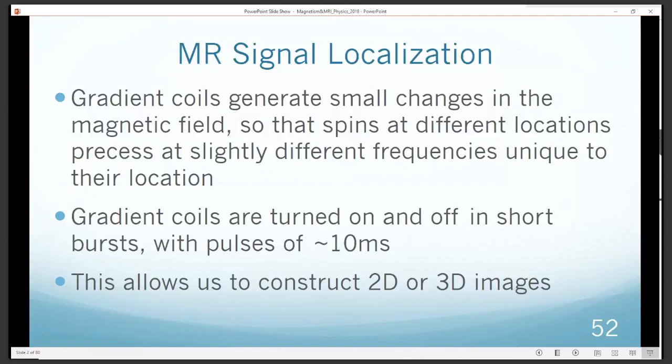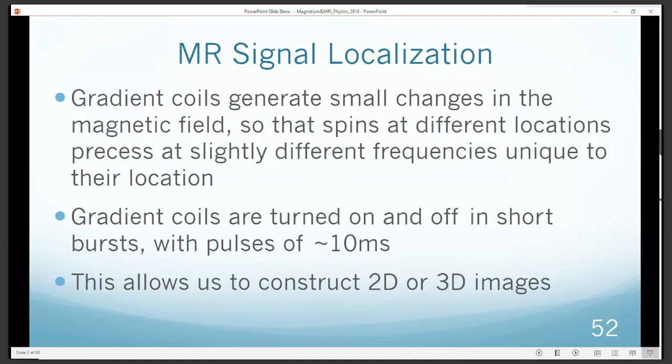So what you can do is think about what characteristics electromagnetic waves, and in fact all waves, have, and it comes down to three. You have amplitude, you have frequency, and you have phase. So the strategy for MR signal localization is to take advantage of those three properties of electromagnetic waves. And this is done using gradient coils. Gradient coils, as I showed you previously, are inside the bore of the magnet. They're designed to change the main magnetic field so that spins at different locations precess at slightly different frequencies. And their frequency is directly related to their location.